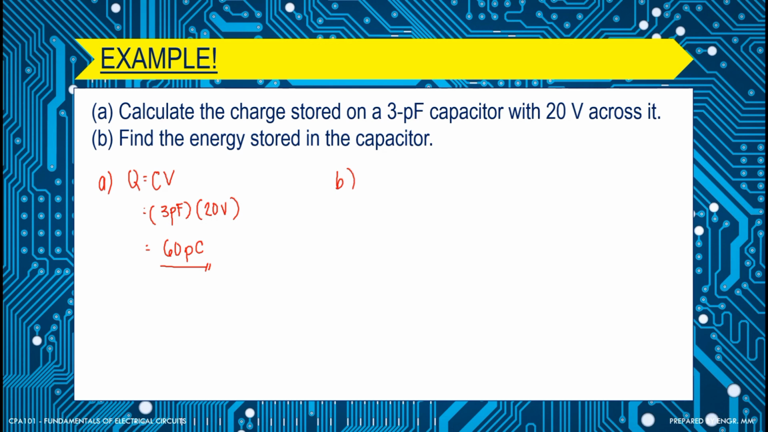Then for letter B, the energy stored in the capacitor, W is equal to 1/2 CV squared. So 1/2, then given capacitance is 3 picofarad. Our voltage is 20 volts, then squared. So our answer would be 600 picojoules. Remember that the unit for energy is joules.